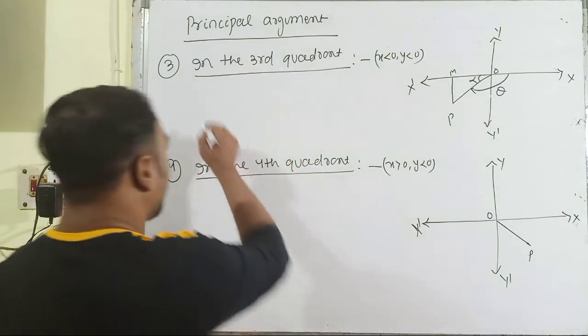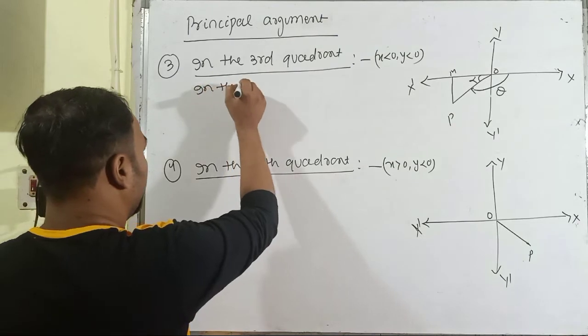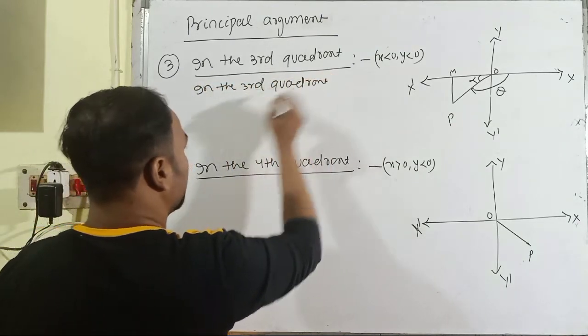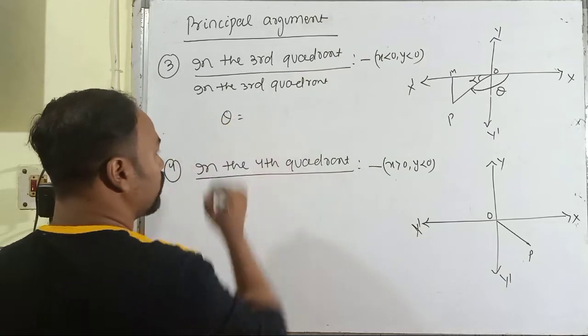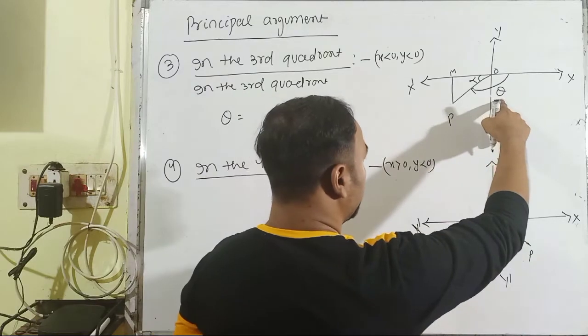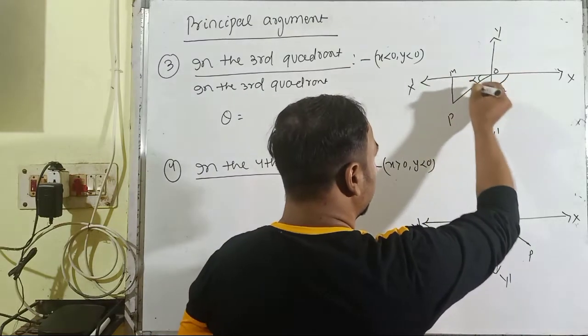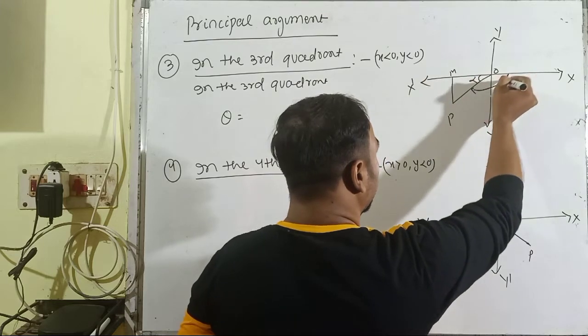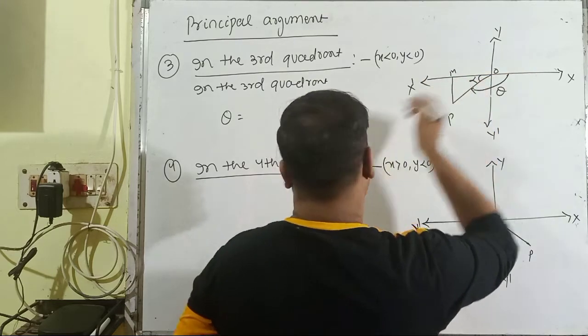So in the third quadrant, how can we measure the value of theta here? Theta can be measured as follows: the total angle below the x-axis is pi, that is 180 degrees. Pi minus alpha.